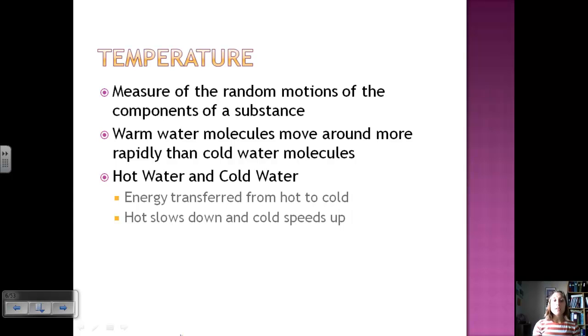So if we look at a container of hot water and cold water and we put them together, the energy is going to be transferred from the hot to the cold. And so if we're talking about temperature, the hot water molecules are going to slow down and the cold water molecules are going to speed up until we get an equilibrium. So until they all are moving at the same speed, which would be our temperature.